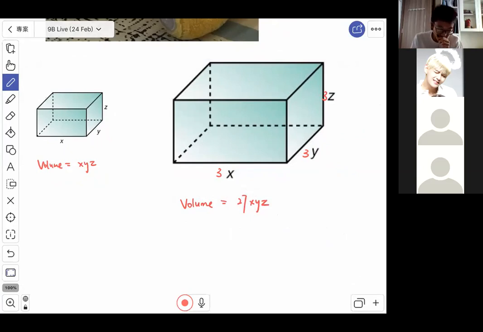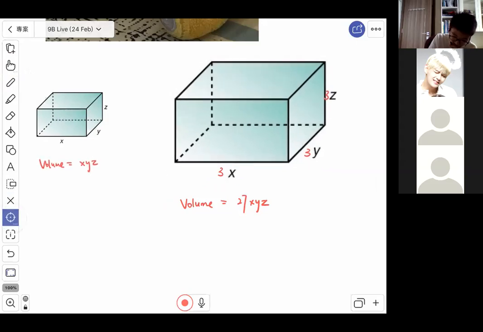It means that if I have a small cuboid here, and then I multiply by 3 on the length, width, and also the height, then actually it's much, much, much bigger.